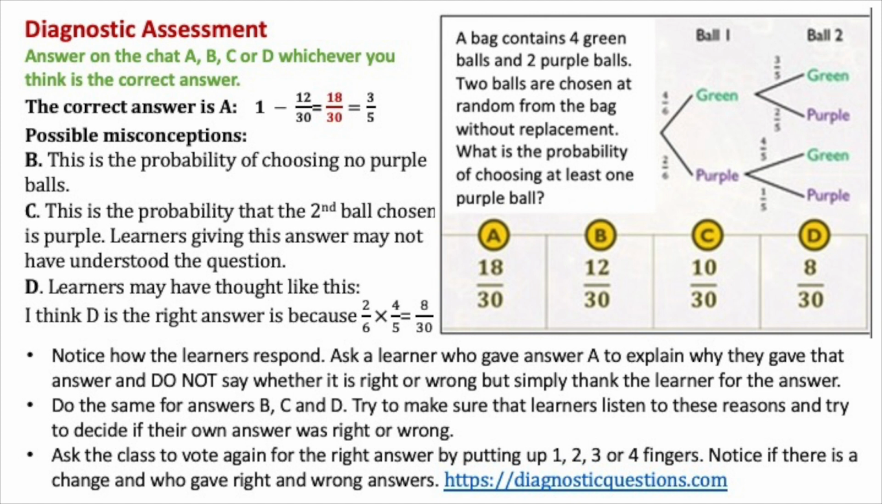Learners giving this answer may not have understood the question, because that's not exactly what's being asked. And the learners who have answered D, they may think that the right answer is 2/6, which is the first purple ball, times 4/5, which is the second ball being green, which is clearly not what's being asked for. Again, they haven't really understood the tree diagram or the question properly. So according to how many are answering B, C, or D, you know what work you've got to do as a teacher to help clear up those misconceptions.